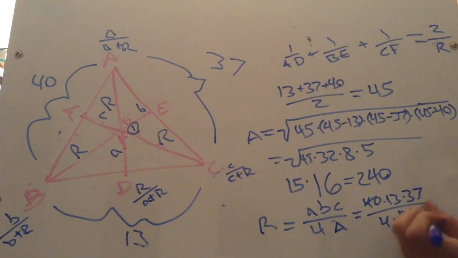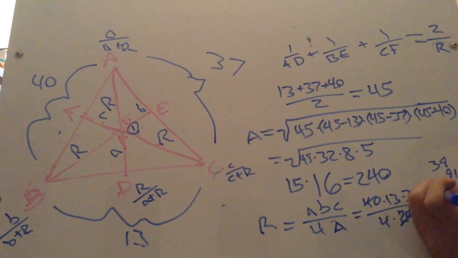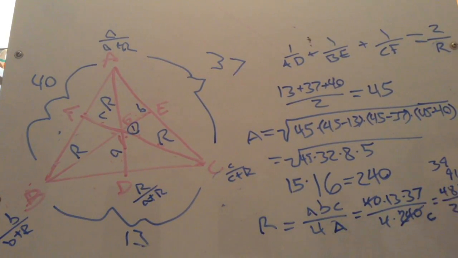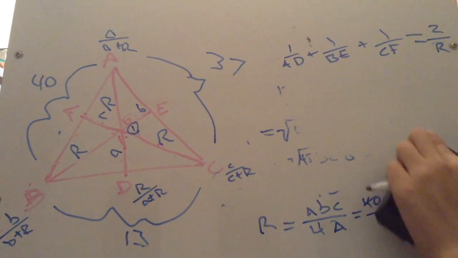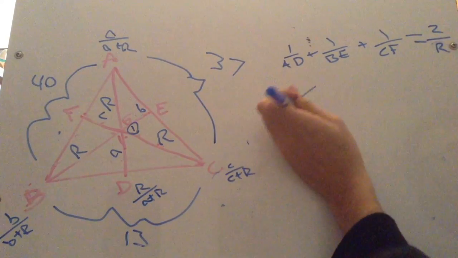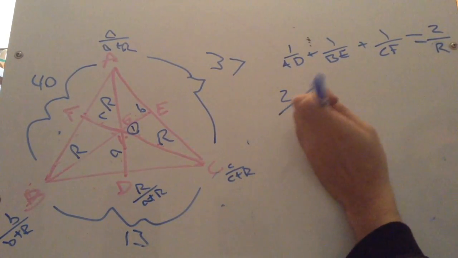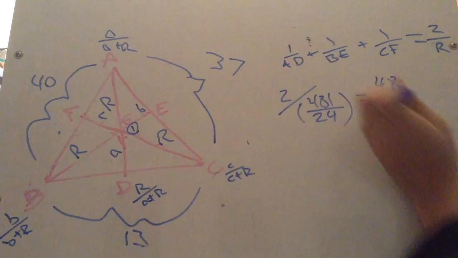So, cancel these out and we get 13 times 37, which is 481 over 24. So, now we just need 2 over R for our final answer. This is rather easy to plug in. We get 2 divided by 481 over 24, which is equal to 48 over 481.